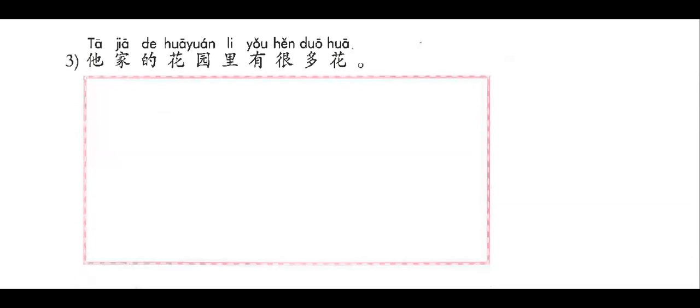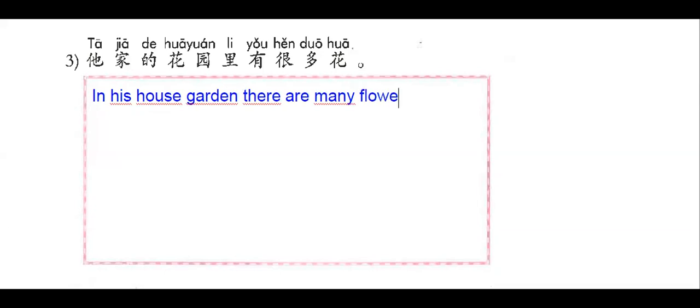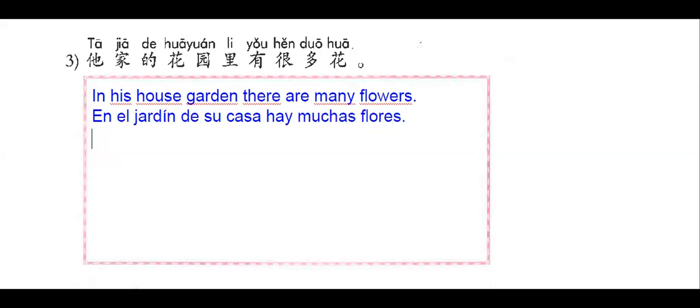大家的花园里有很多花. So, in the garden, we can say in his house garden, there are many flowers, okay? More or less in Chinese, they're saying this. This is number 3. Please check it. And we continue with number 4.